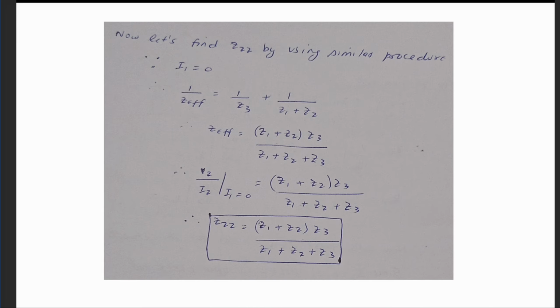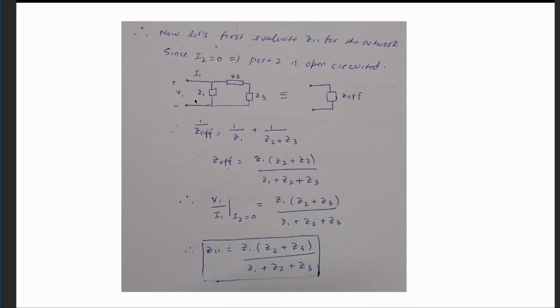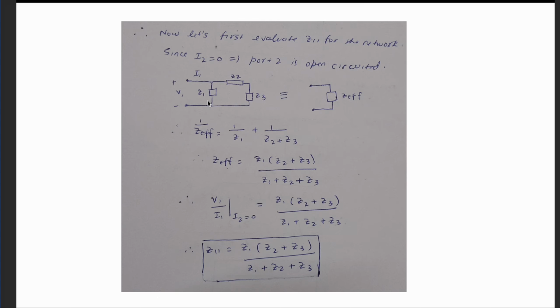Okay. So again, as I told you, first let's calculate what is the Z22 of this. As we do for the Z11, for Z22, current I1 has to be 0, right? So whatever you did here, the same thing you will do, you will calculate that Z effective, but now you will do it with the second port.